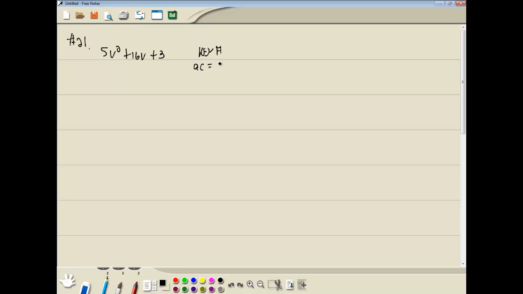Okay, so with our key number, we take our number at the beginning times the number at the end, ignoring signs. So I got 5 times 3 is 15. We're going to write down all products that give us 15. We got 1 times 15, 3 times 5. Add them. 1 plus 15 is 16, 3 plus 5 is 8. Subtract them. 15 minus 1 is 14, 5 minus 3 is 2. Always the number we're looking for is the number in the middle term, which is 16, which is right here. So I'm going to use 1 and 15.